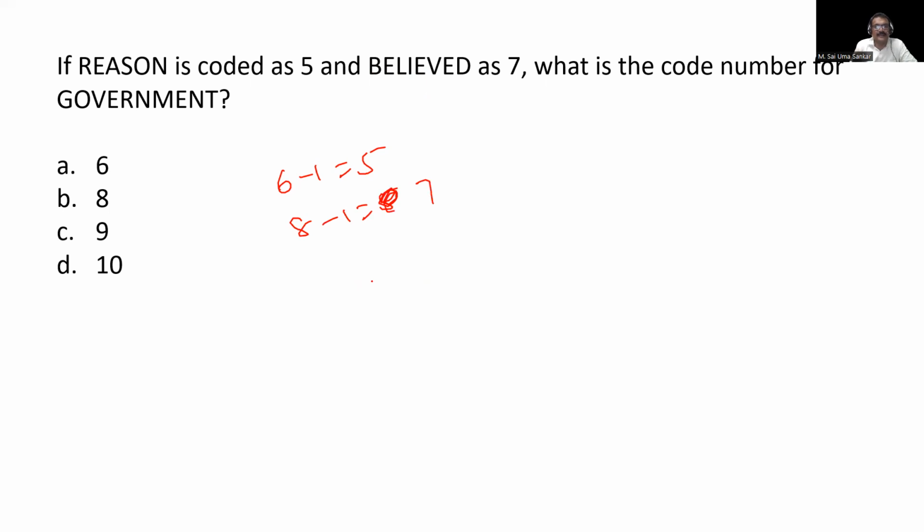What we require is the number of letters minus 1. What is the number of letters in government? 1, 2, 3, 4, 5, 6, 7, 8, 9, 10. Here, what is the answer? 10 minus 1, that is equal to 9. Option C is the correct answer.